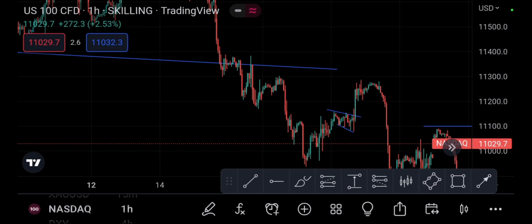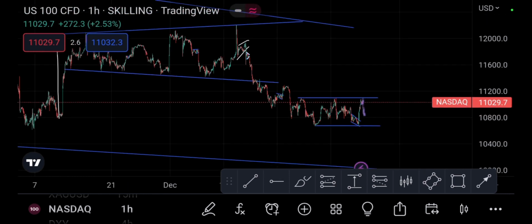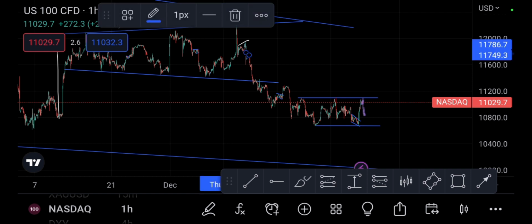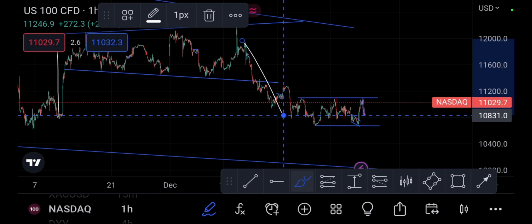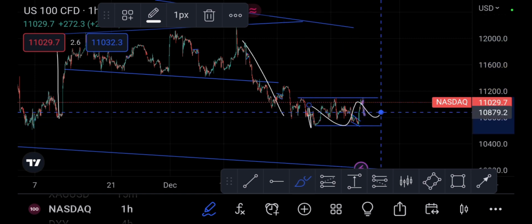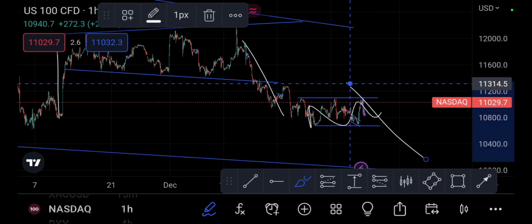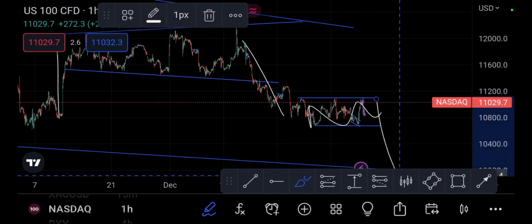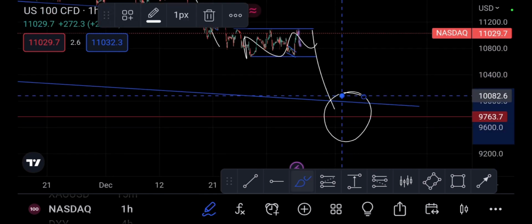Let me clear the screen. All right, cool. Now we've impulsed to the downside, right? I want you to take note of the fact that you can take this as an impulse, and then it's correcting now. Now we're expecting it to impulse down and create the third touch that we're talking about over here, right? And then we're expecting it to reverse to the upside.